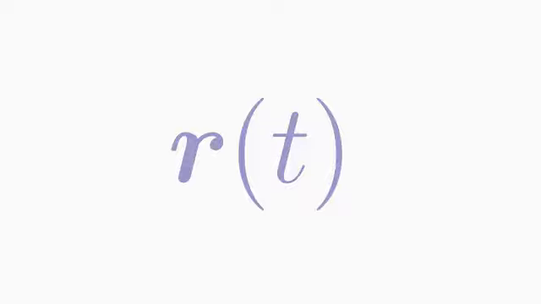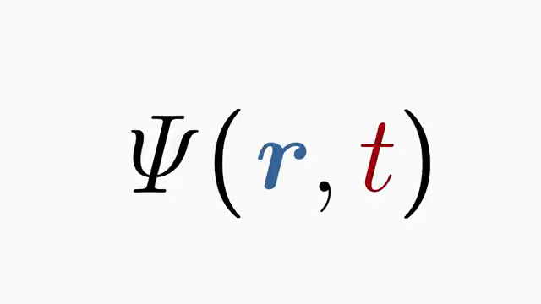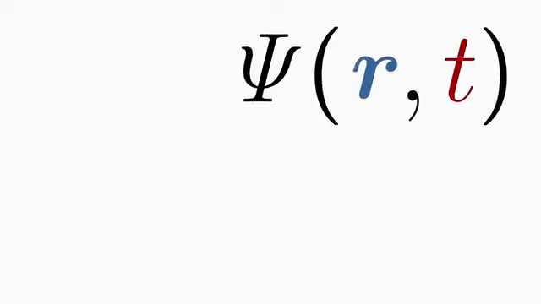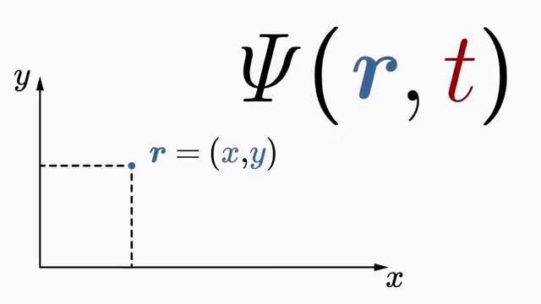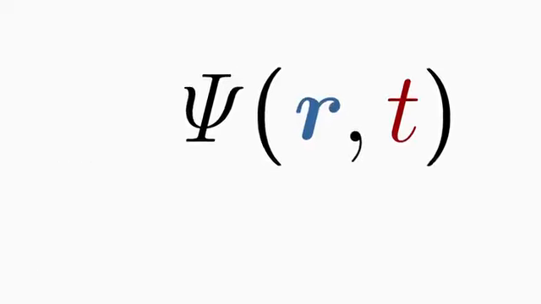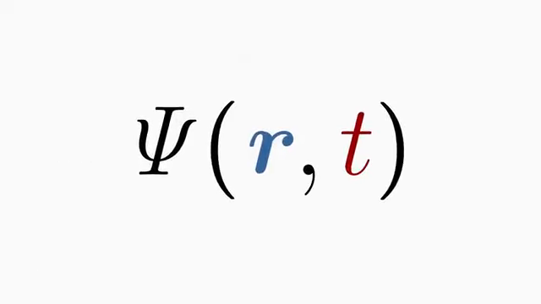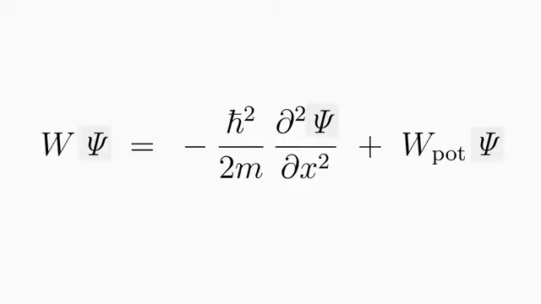In quantum mechanics, you do not calculate a trajectory r of t, but a so-called wave function psi. This is a function that generally depends on the location r and the time t, where now the location r is a space coordinate and not an unknown trajectory. The tool with which we can find the wave function is the Schrodinger equation.